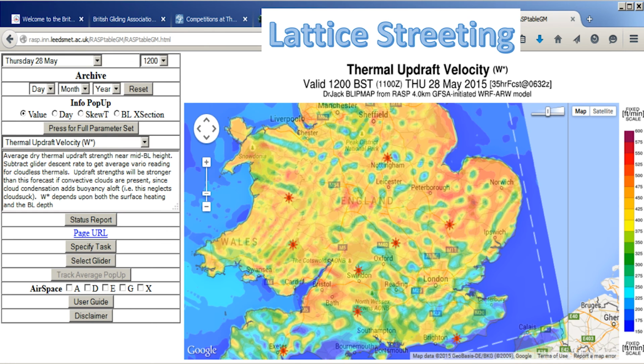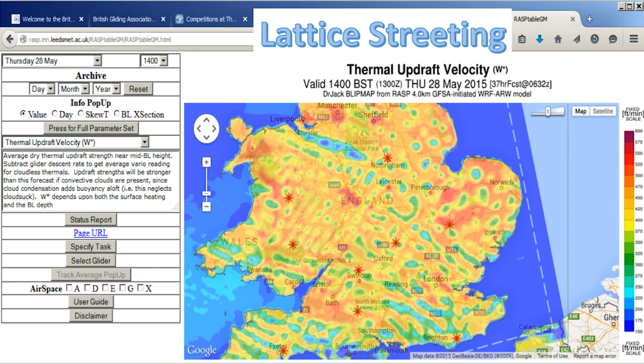Lattice streeting. Lattice streeting, if you know it's going to occur and plan for it, can be extremely useful. It means that the streeting is in two directions. So here we have a RASP forecast, 12 o'clock, Thursday 28th of May 2015. And it's a very unstable day, and the blue bits are in fact showers that are anticipated to be coming through.